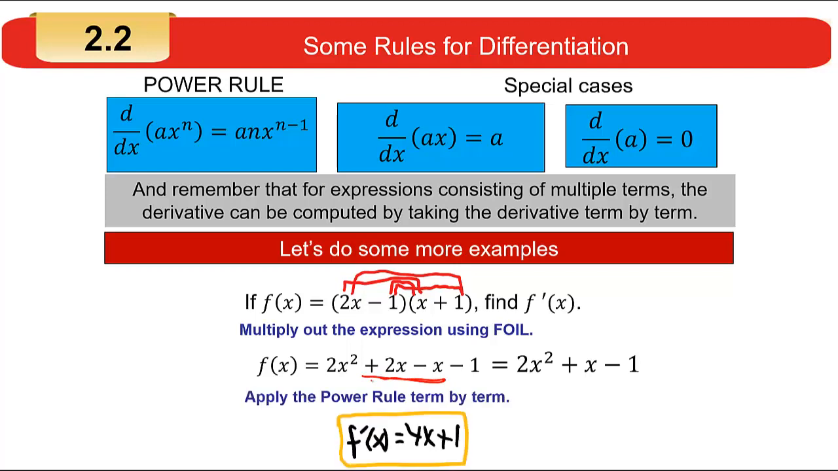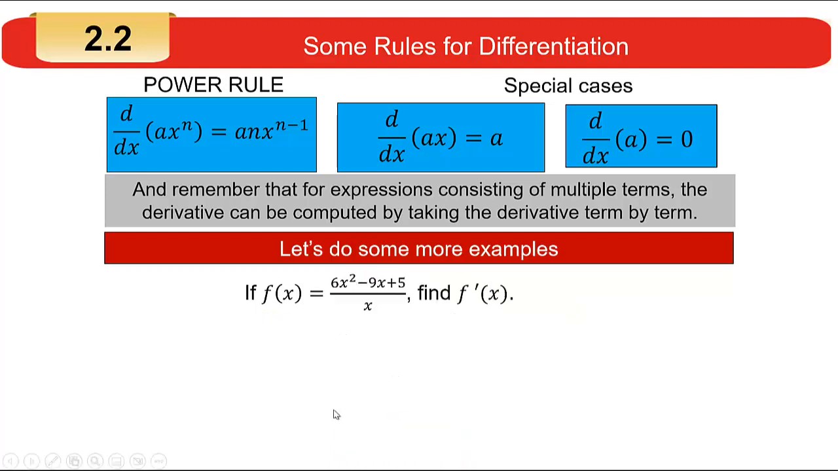So you start off looking at the derivative of 2x squared, which is 4x, the derivative of x is just 1, and the derivative of a number is always 0, so the derivative is 4x plus 1. Think about that, make sure you're good with it. You multiply it out, simplify it, then take derivatives term by term, and notice that the power rule and the two special cases allow you to get 4x plus 1 as the answer.